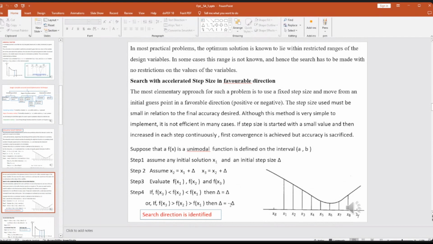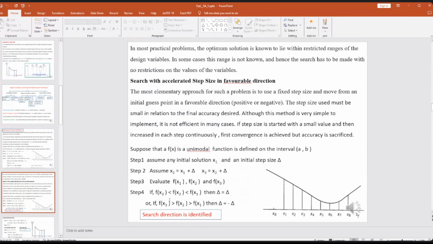So first, by checking these two criteria, you have to confirm the direction of search. Because if minima lies at the right side of x1, then onwards we will search from x1 to the right side. But if it is the left side, we will start from x1 to the left side. So first, the search direction is identified by evaluating three function values and applying this logic. Do you agree or not?